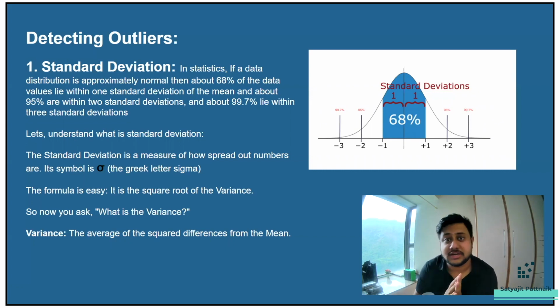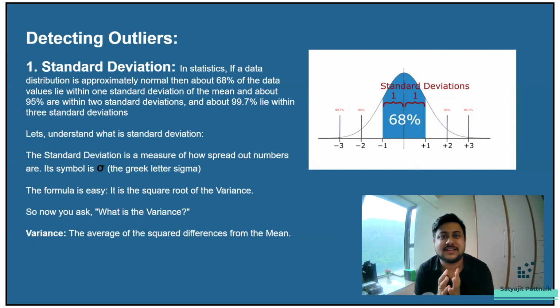Okay, now what is standard deviation? Standard deviation is the measure of how spread out numbers are. The symbol is sigma. The formula is easy. It's the square root of variance. Now, what is variance?